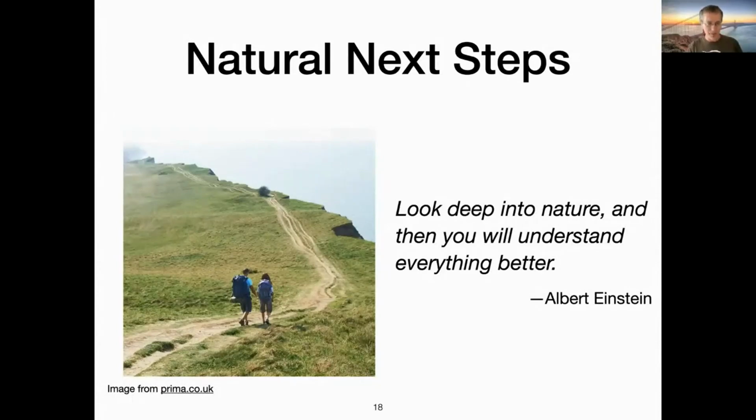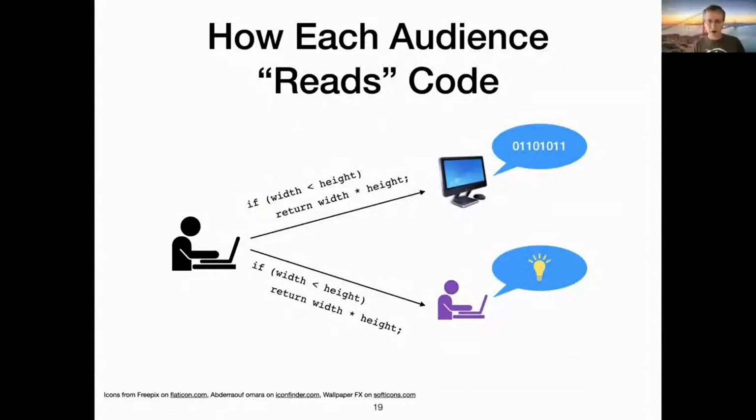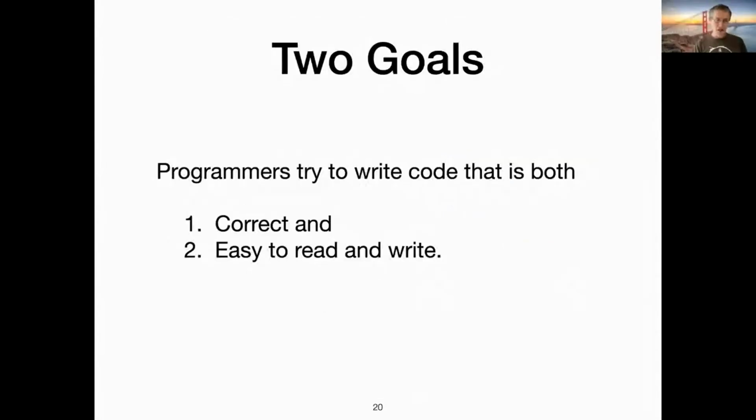Prem and Abram have talked about where we've been. I'm going to tell you about one direction we're headed. Code has two audiences: the machine that executes it and the developer who must understand it. To satisfy both audiences, programmers try to write code that is both correct and easy to maintain.